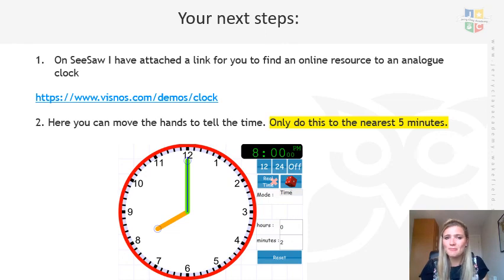Okay, I hope that has all made sense, and I hope that's really helped to understand how we can learn to tell the time using an analog clock. Now, for the rest of the lesson, what I'd like you to have a go at doing is I've given you a link here, and on Seesaw I've also provided the same link for you to be able to go and use the online resource, so you can actually move the hands around the clock and then you can practice telling the time. Now, if you are unsure about how the hour hand moves, actually if you drag the minute hand, it will show what happens to the clock, what happens to the hour hand. So I'd love you to have a go at doing this.